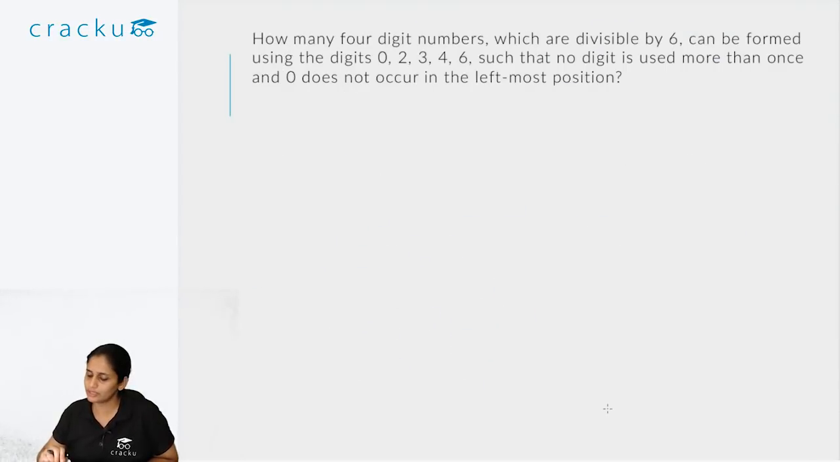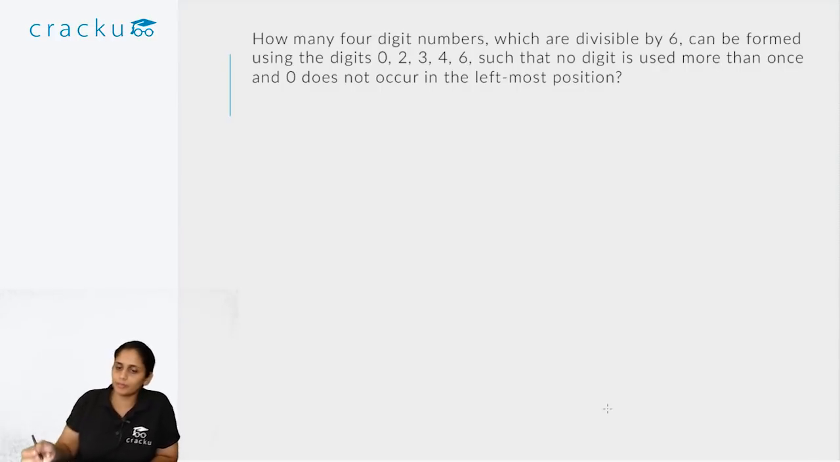How many 4-digit numbers which are divisible by 6 can be formed using the digits 0, 2, 3, 4, 6 such that no digit is used more than once and 0 does not occur in the leftmost position? So we have to find how many numbers are divisible by 6.